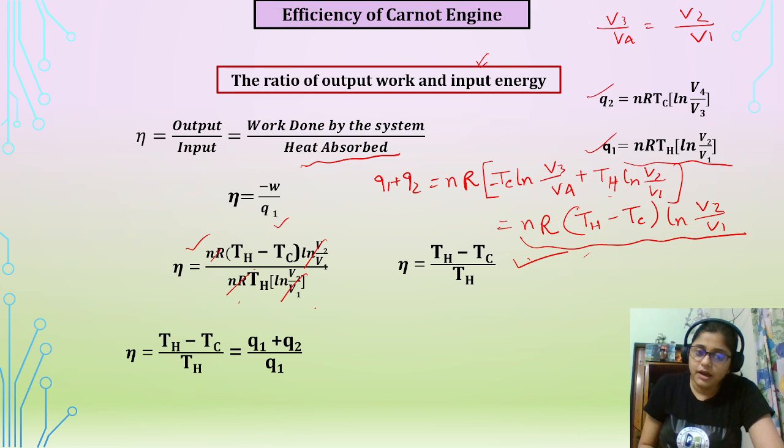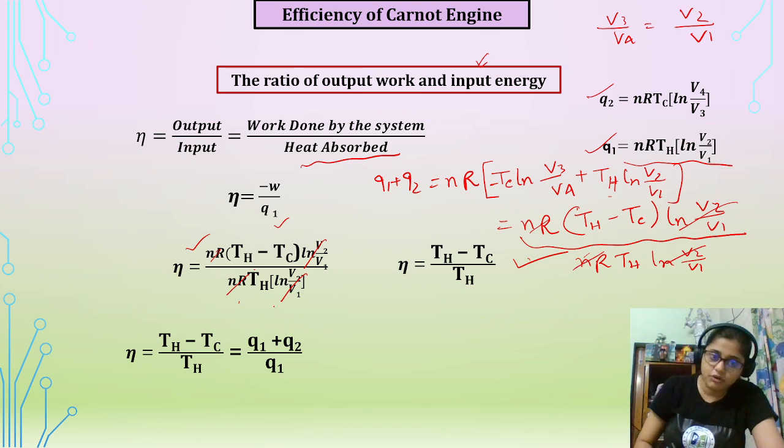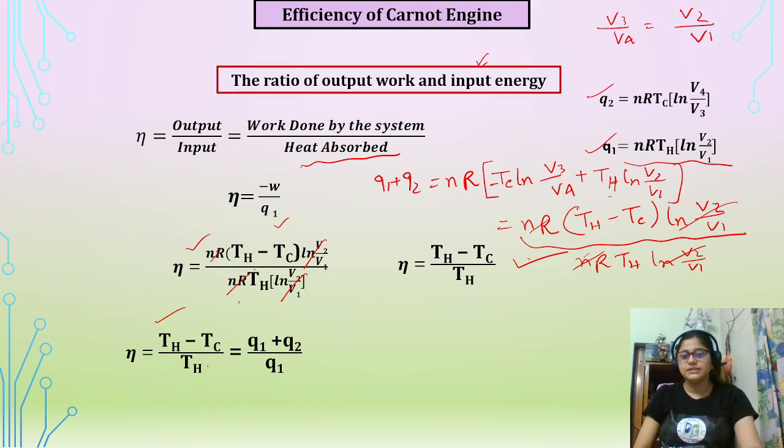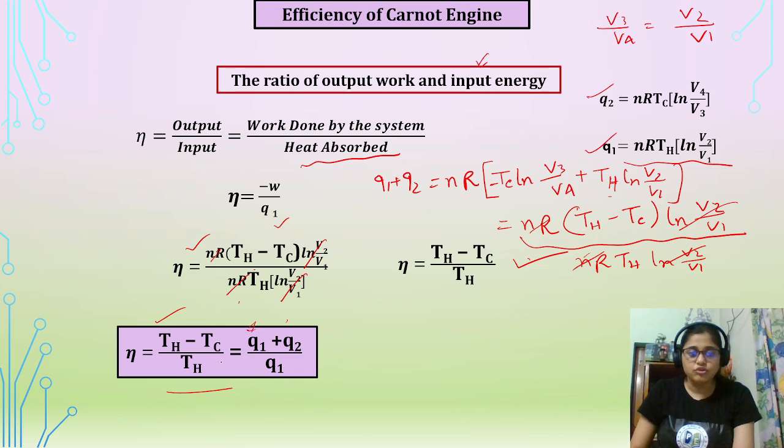And if we divide by Q1 here, so nR TH and ln v2 by v1 is there. This will be cancelled out, and overall this will be TH minus TC by TH. Okay. If you put the value of Q1, Q2 here, you get again the same thing. So this is an important equation.